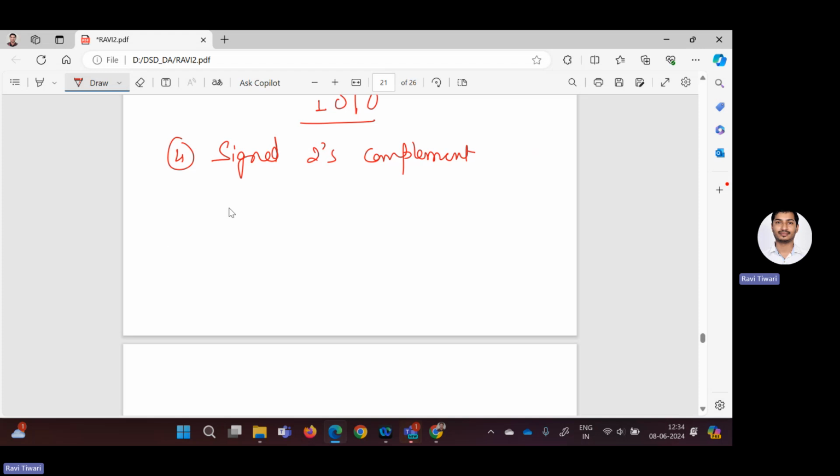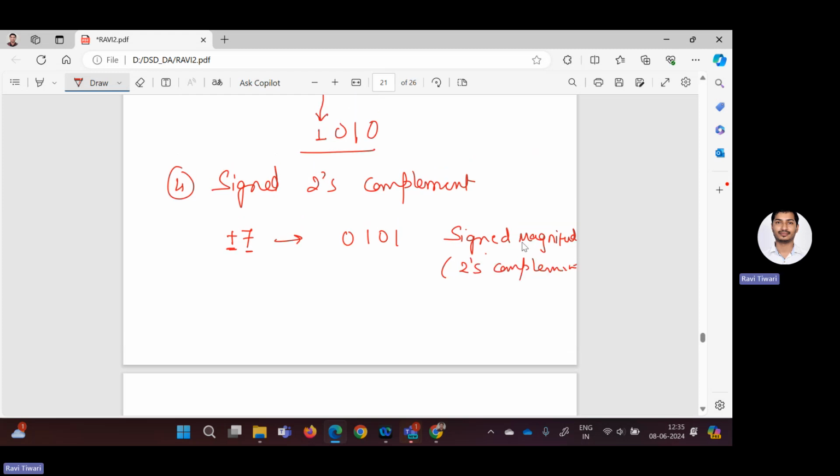I will show the same example, positive 7 first. First we have to represent positive 7 in sign magnitude form. As the number is positive, 0, and the magnitude of 7 is 111. This is the sign magnitude form. And as this is a positive number, it is also the same as the 2's complement form. So both are the same here for the positive number.